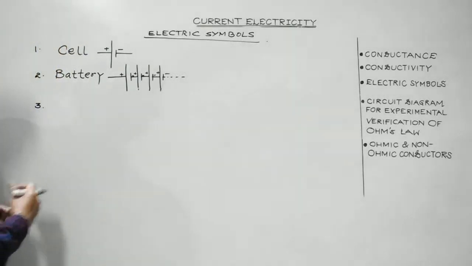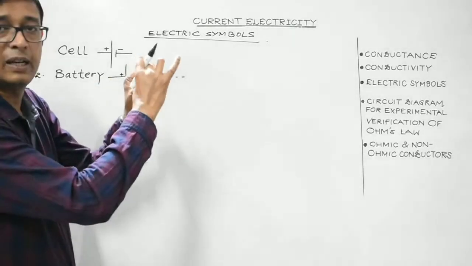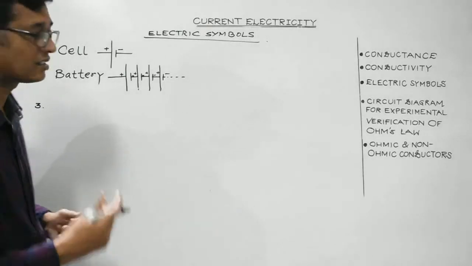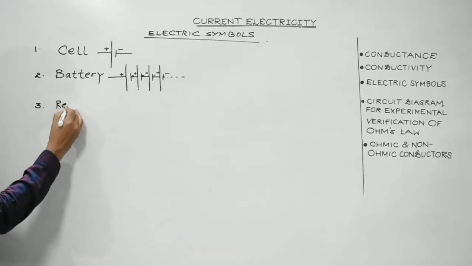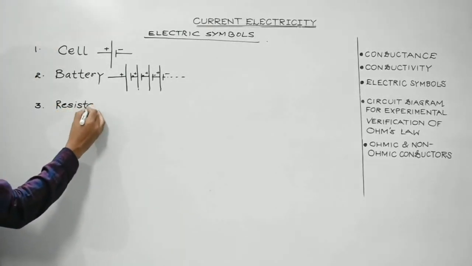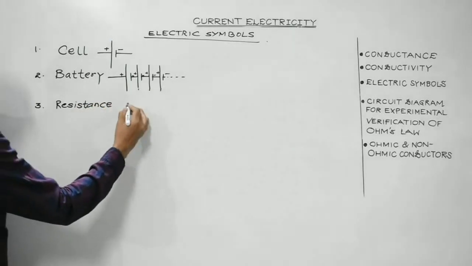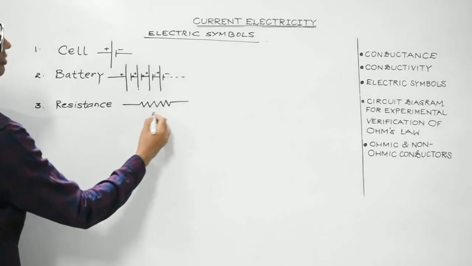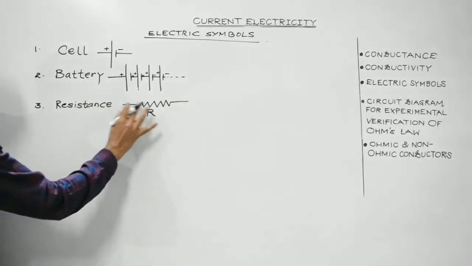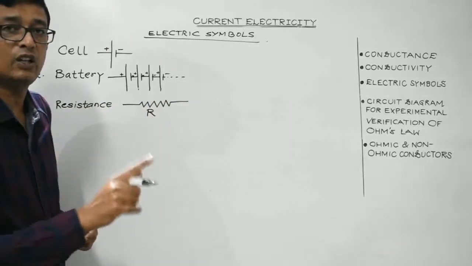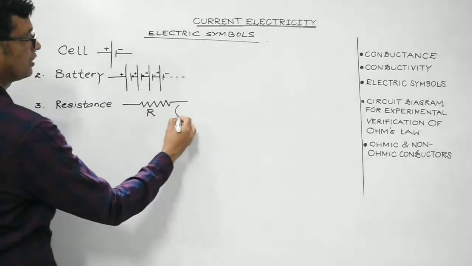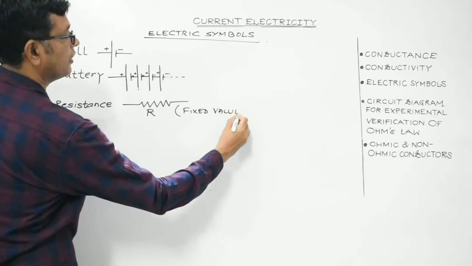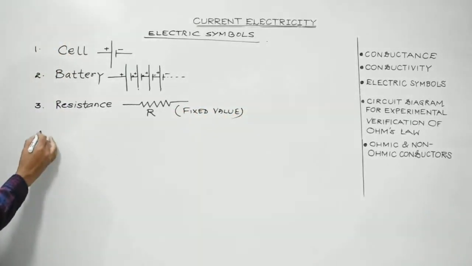And any electrical device is connected with the help of connecting wires to the external source. So those wires will offer some resistance. So resistance is symbolically represented like this. It's a symbol of a resistor having a fixed value of resistance. Fixed value. It is a resistor having fixed value of resistance, right?